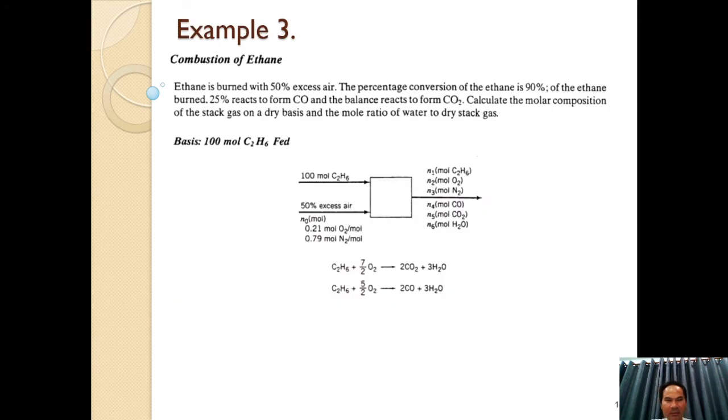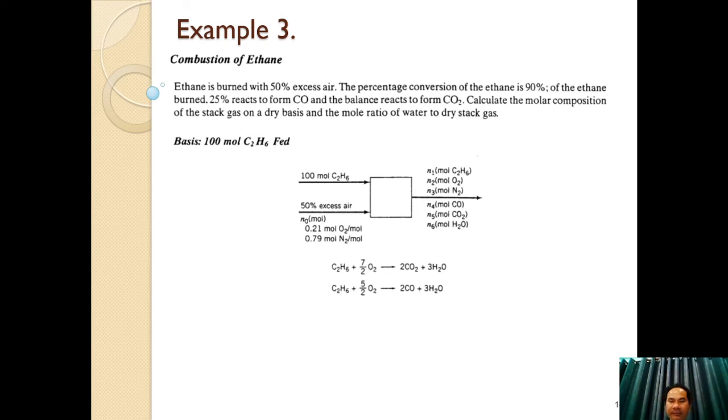For this example, we burn ethane, C2H6, with 50% excess air. The percentage conversion of ethane is 90%. Of the ethane burned, 25% reacts to form CO and the balance reacts to CO2. What it means is we have at least two chemical reactions. The first one reacts to become CO. The second one reacts to become CO2, with 75%.